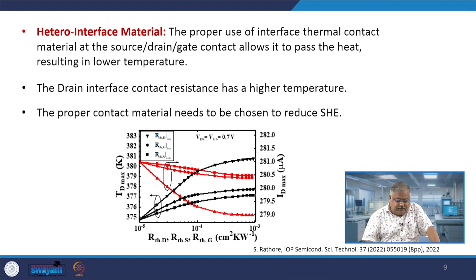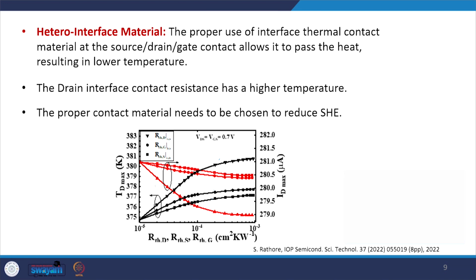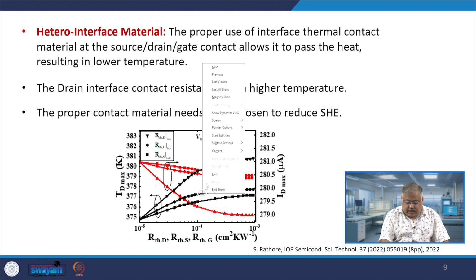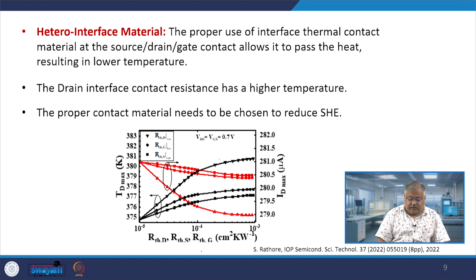If you look at this graph which is kept here, you will see that the red colored one is basically the maximum drain current, and the black one is the maximum temperature of the lattice. On the x axis is basically the resistance of the drain, source and gate. And as you can see here, the rectangle is for the source, the circle is for the gate, and the triangle is for the drain part.